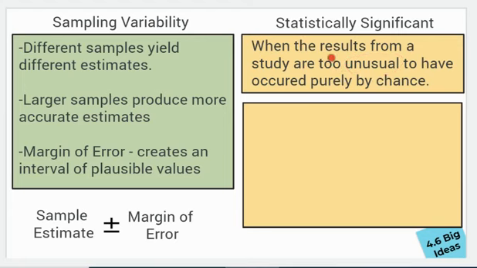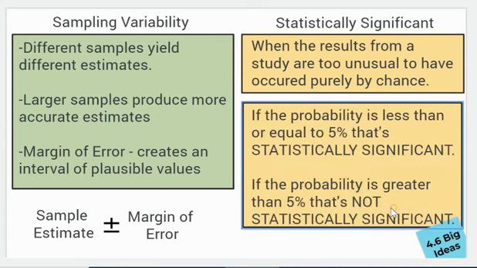Well, if we find that the results of a study are really unusual, that means that they're too unusual to have occurred just purely by chance. We call that statistically significant. So now where's that cutoff point? Well, we're going to look at it like this. If we find that the probability of something is less than or equal to 5%, we're going to say that it is statistically significant. If the probability of something occurring is greater than 5%, then we say it is not statistically significant.